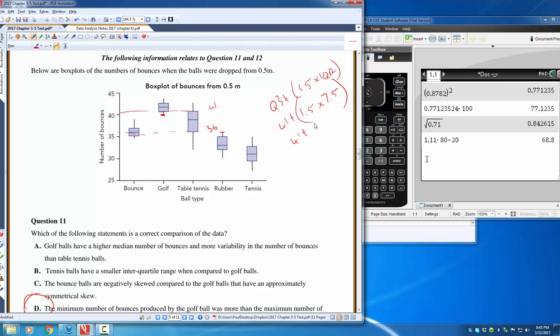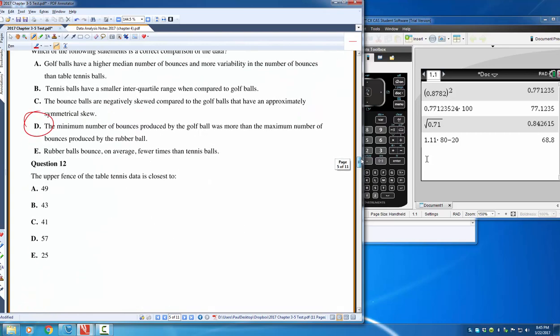41 plus, no, I just did that. It's 41 plus 7.5. That is 41, so that will be 48.5. Okay, so let's have a look. The upper fence of the table tennis data is closest to, definitely there.